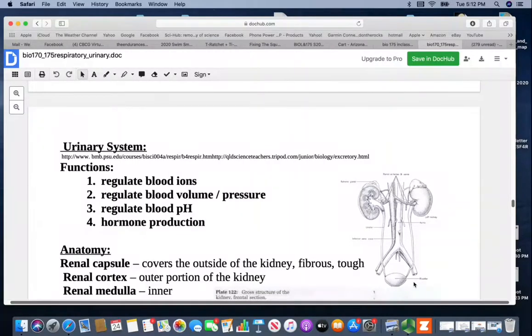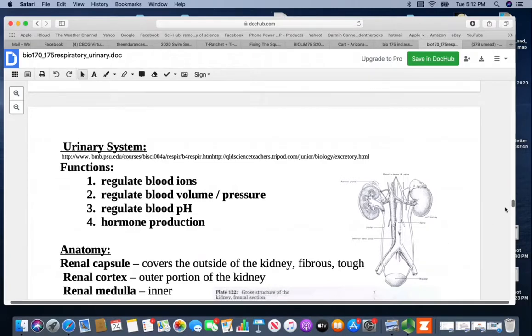Functions of the urinary system include regulating the blood ions, regulating the blood pressure and volume, regulating the blood pH, and hormone production. We've already looked at the hormone production earlier with the circulatory system, with the EPO to produce more red blood cells.